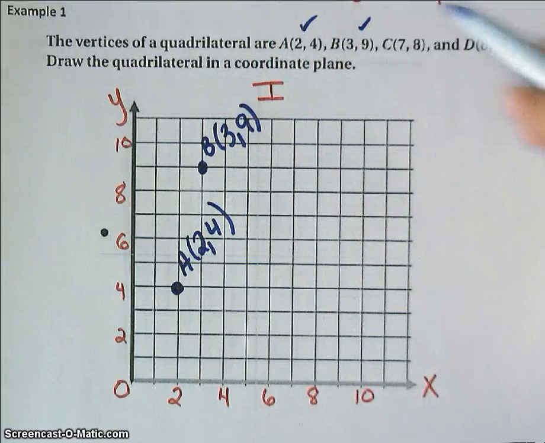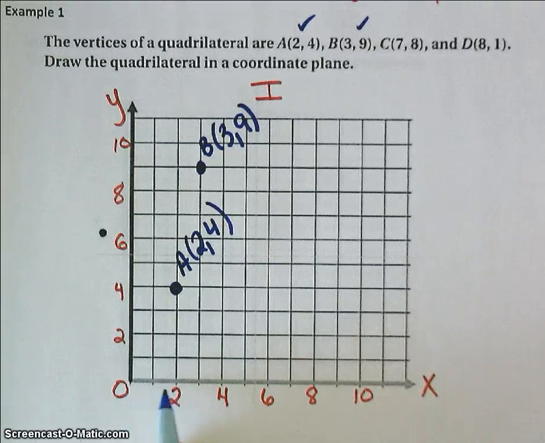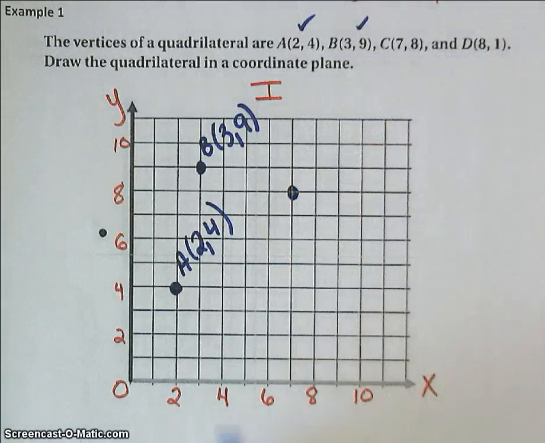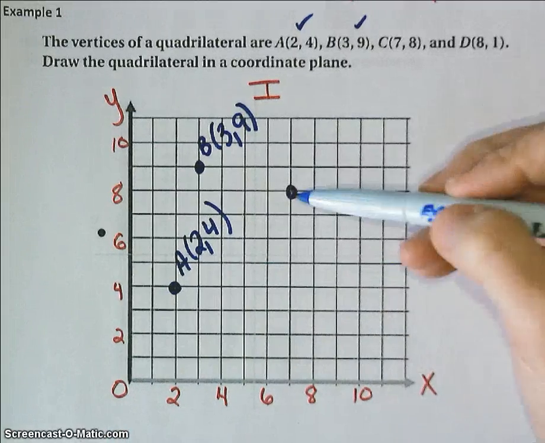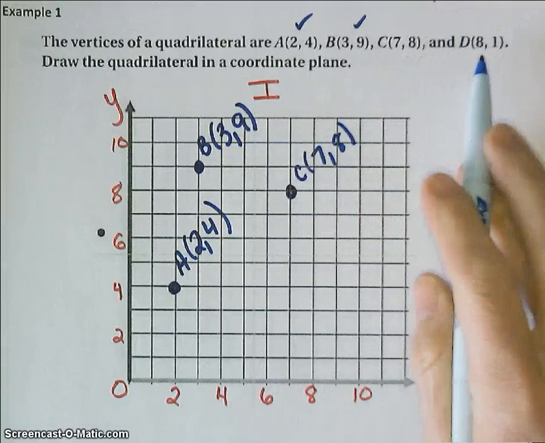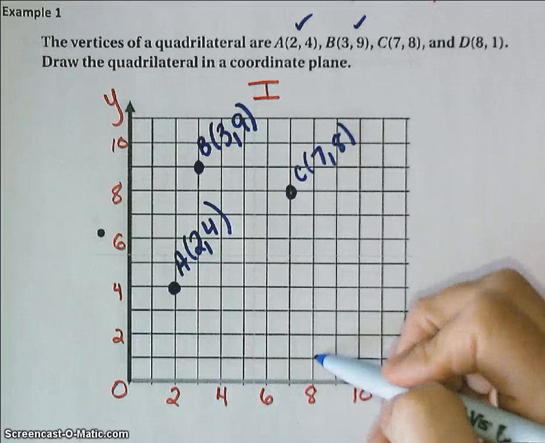That one's done. Now we're on C, which is 7, 8. So I'm going to go over 7 first and then up to 8. What's really nice about having these numbers is they don't have to count each time. 1, 2, 3, 4, 5, 6, 7, 8. And then there's C, which is 7, 8. And D, which is 8, 1. So over 8 and up 1.